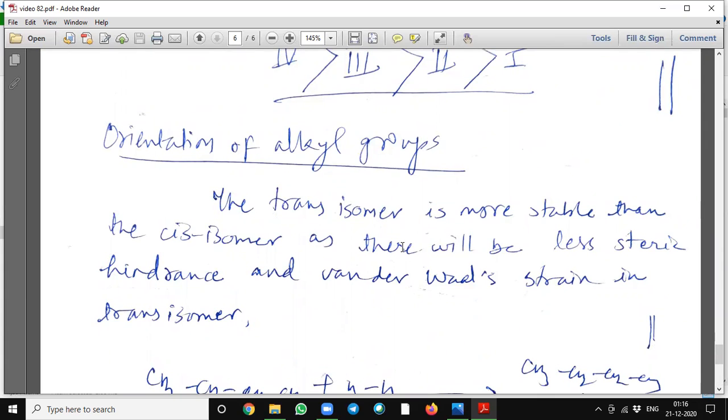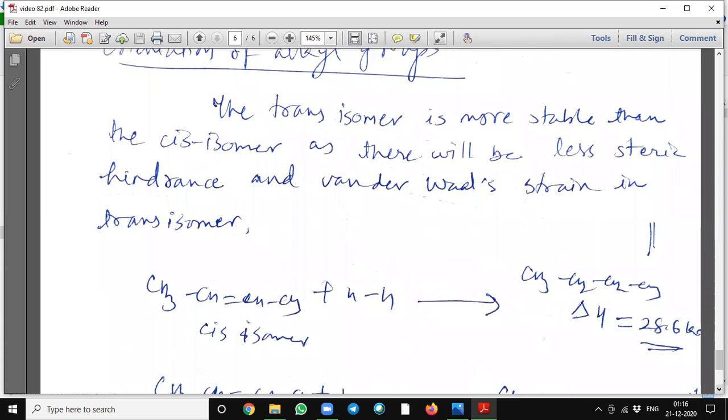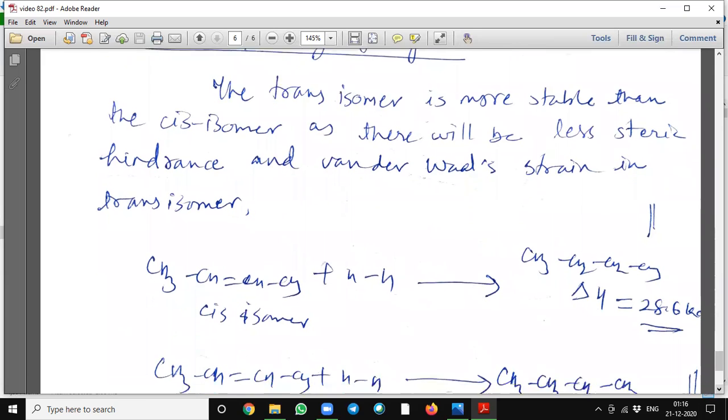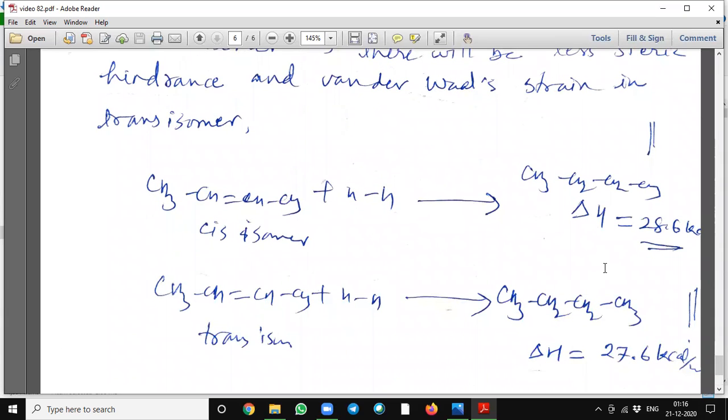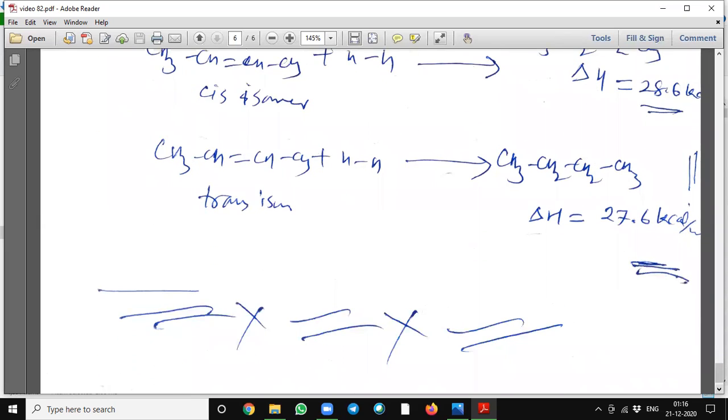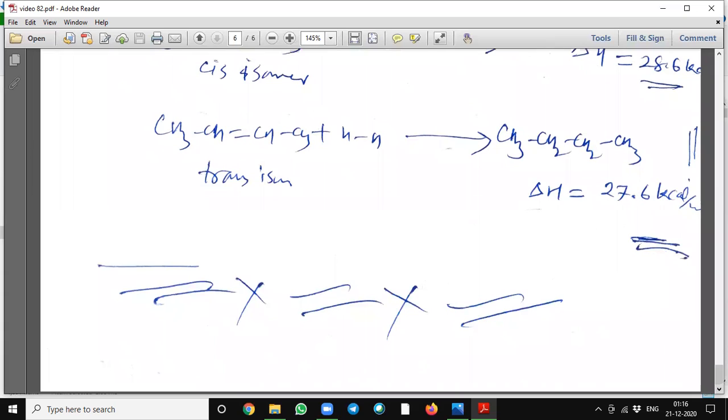Orientation of alkyl groups. The trans isomer is more stable than the cis isomer, as there will be less steric hindrance and van der Waals strain in trans isomers. See here, this cis isomer has a higher delta H value of 28.6, whereas the trans isomer has 27.6. So the trans isomer is more stable compared to the cis isomer. So thank you very much for today's lecture.